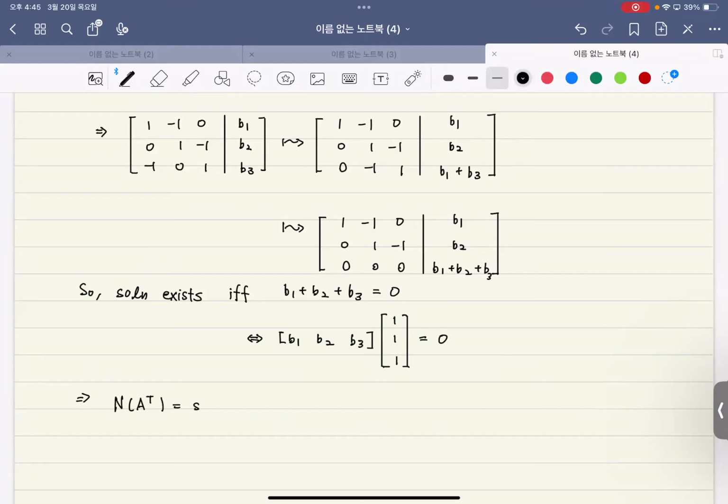I really like this algorithm because no matter how many column vectors you are given, you can always find the spanning vectors of the orthogonal complement. So this is the end of today's lecture, and I will see you next time. Thank you for your patience.